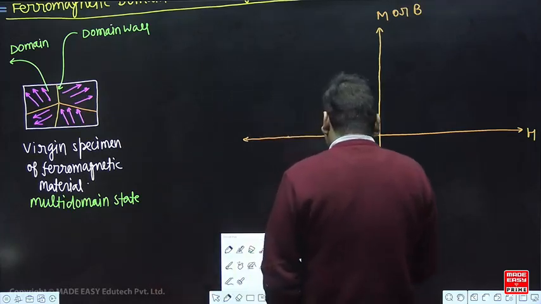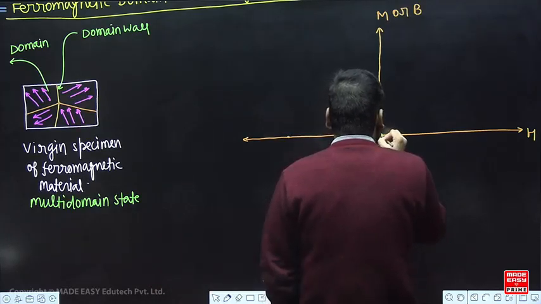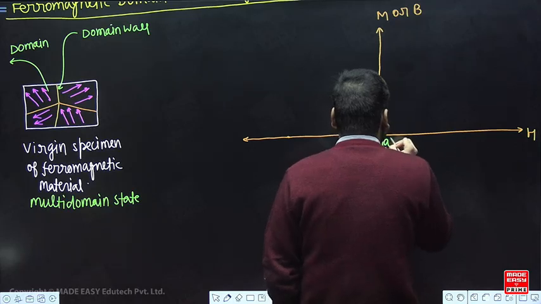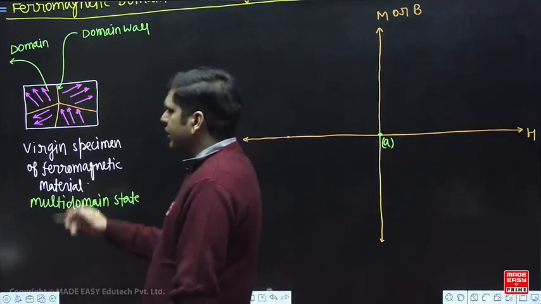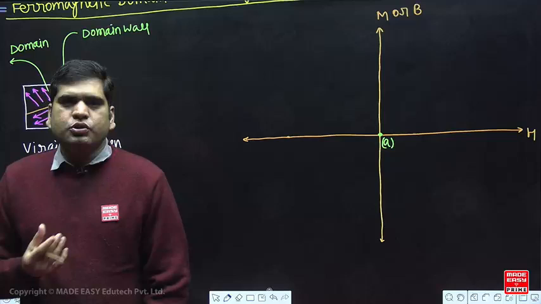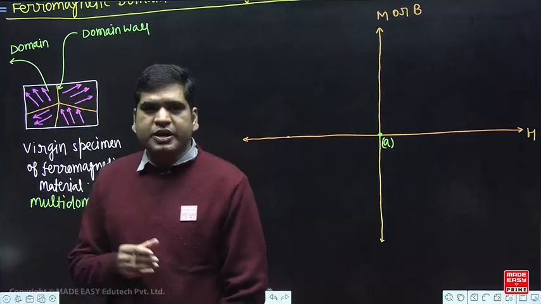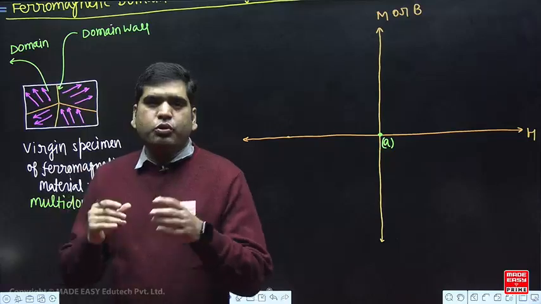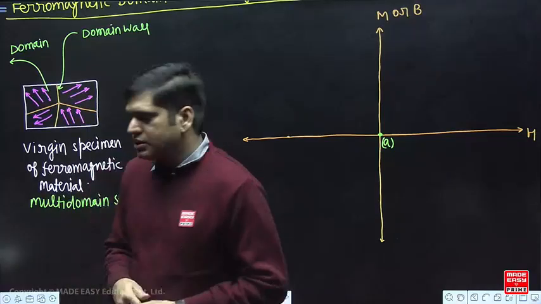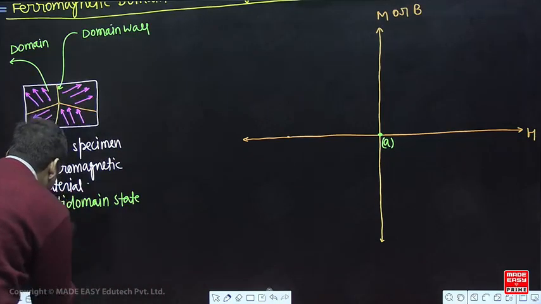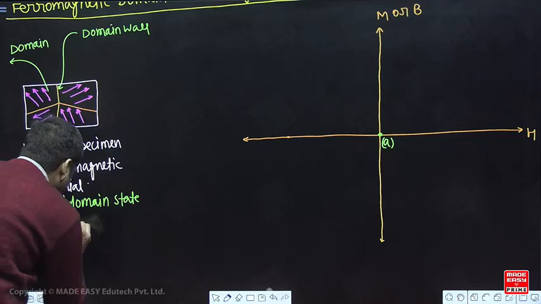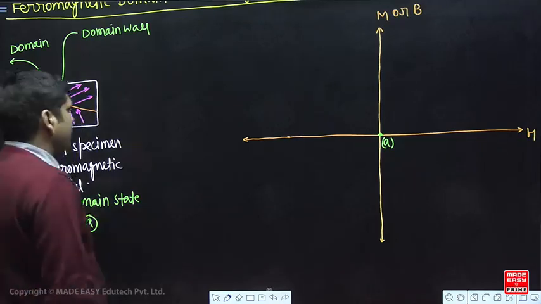Now initially we are at this point here. Let us suppose point A. No magnetic field applied and no magnetization. Although in a particular domain all the dipoles are parallel, that is magnetically saturated, but domain to domain orientation is different, so they will cancel each other. So this is the structure of material corresponding to point A.